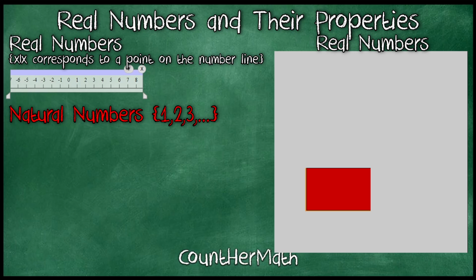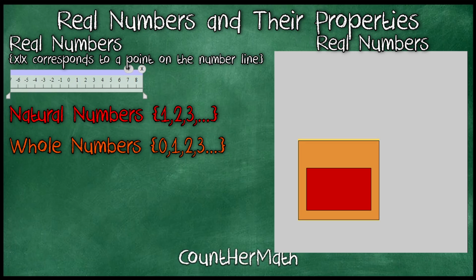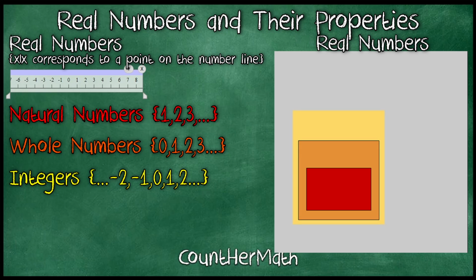The next set is the whole numbers. This set contains all natural numbers and 0. The only difference between whole numbers and natural numbers is that 0. Our next set adds in negatives of natural numbers, and that will give us the set of integers. Integers include all natural numbers, all whole numbers, and all the negatives of the natural numbers.